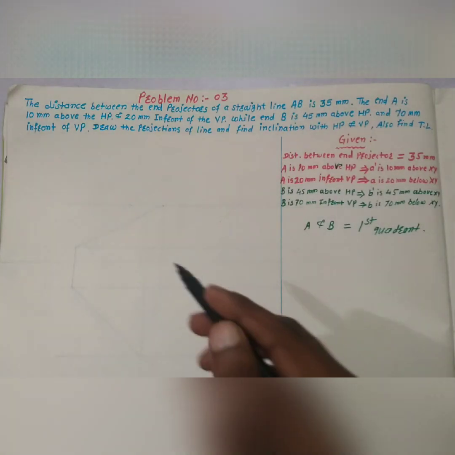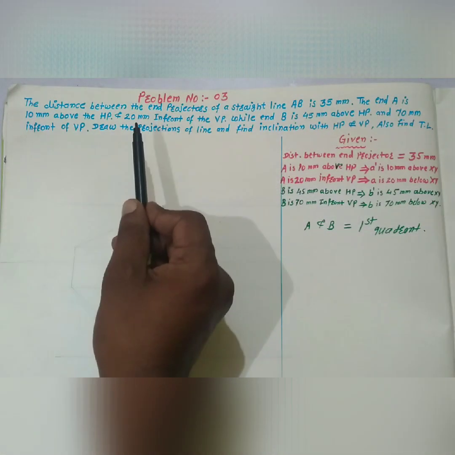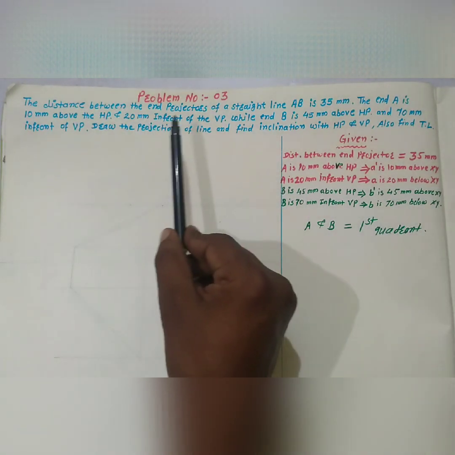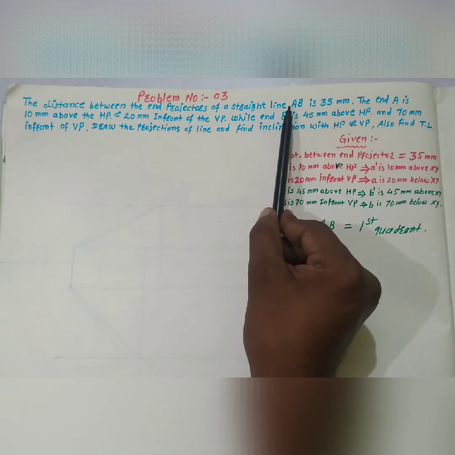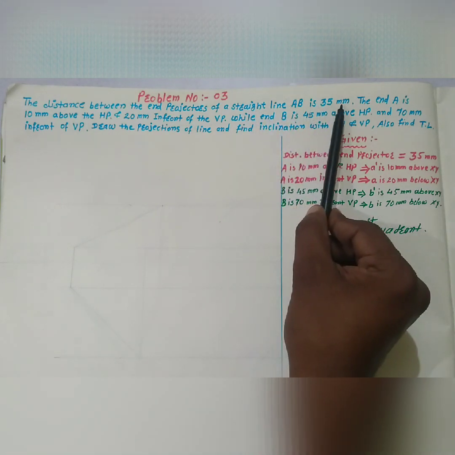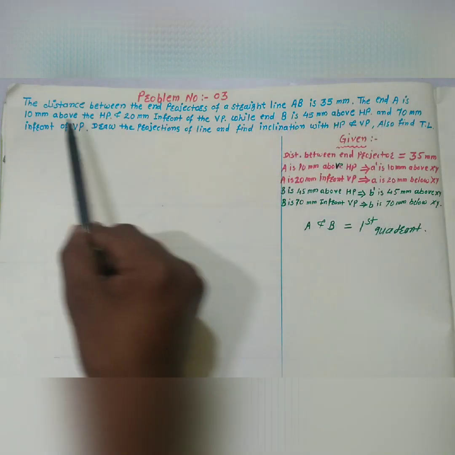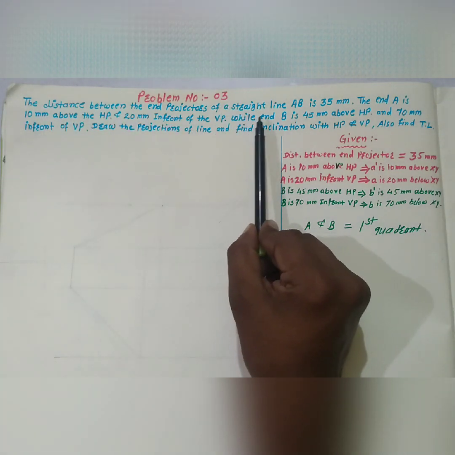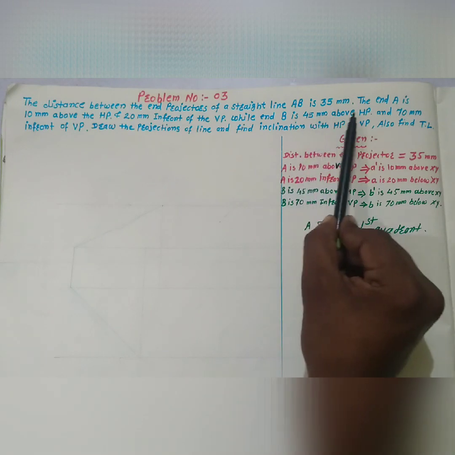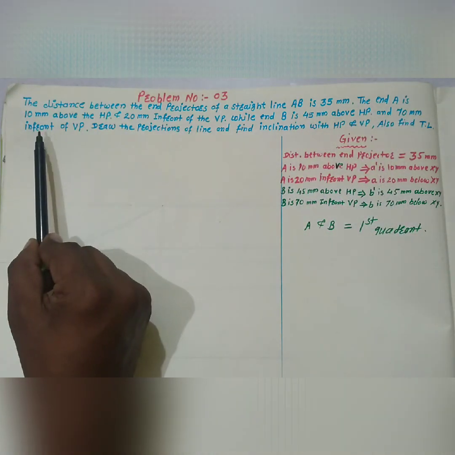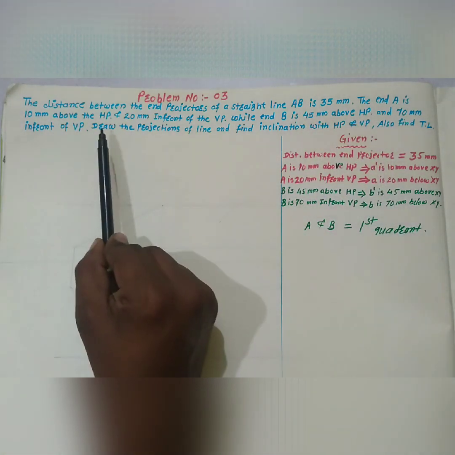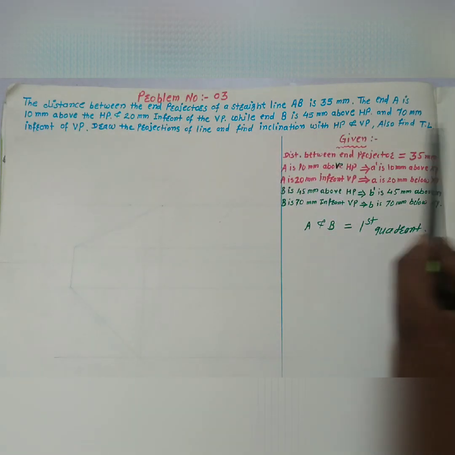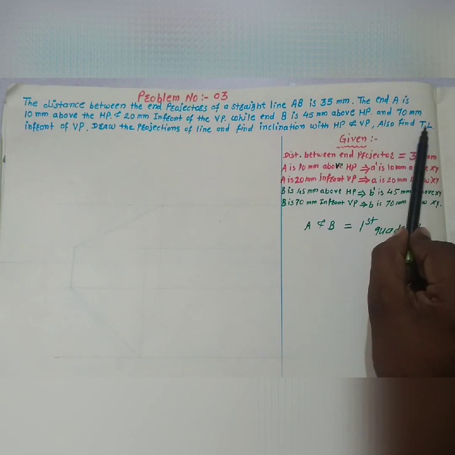Students, here is problem number 3 of projection of line. The question is: the distance between end projectors of a straight line AB is 35 mm. The end A is 10 mm above the HP and 20 mm in front of VP, while the end B is 45 mm above the HP and 70 mm in front of VP. Draw the projection of the line and find the inclination with HP and VP. Also we have to find the true length.